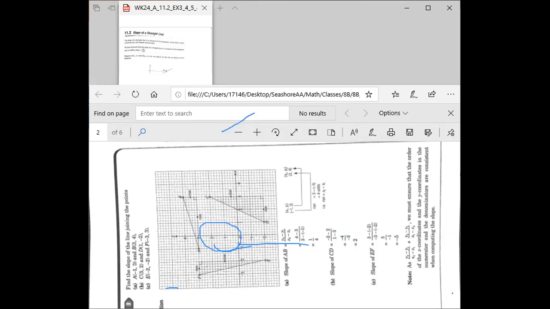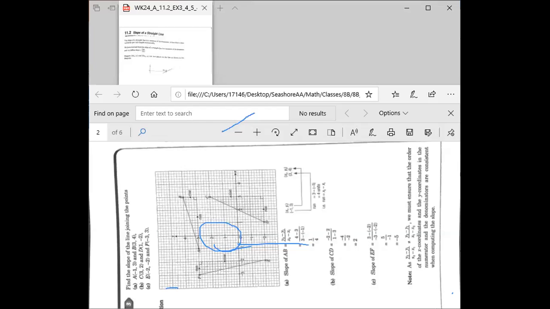Okay, so x2 minus what? x2 minus x1. Our x2 for the slope of AB is 3 minus -1. So 3 minus -1 will be 3 plus 1. So our answer for the slope of AB will be 1/4.